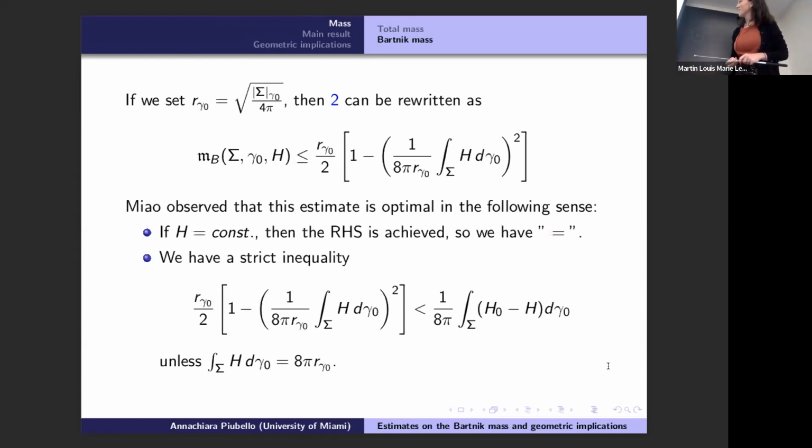Could you just explain the second bullet point again? Sure. This is actually simple to prove because this is a round metric, so H0 will just be 2 over R, where R is the area radius. And so you can rewrite this whole term as something squared, with equality only when we have this. So that's where it follows.